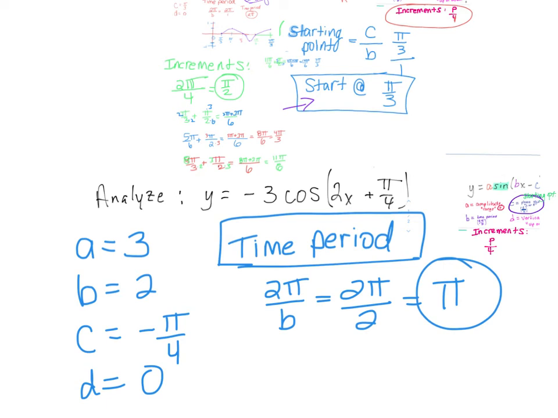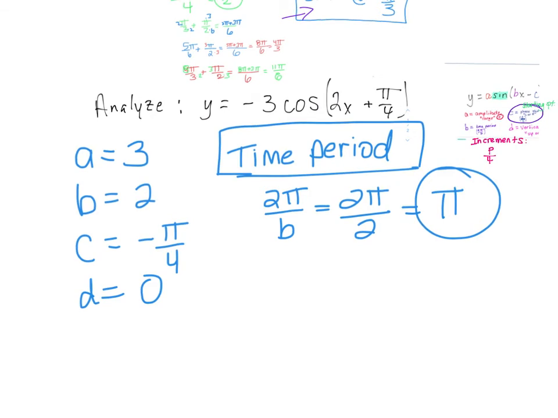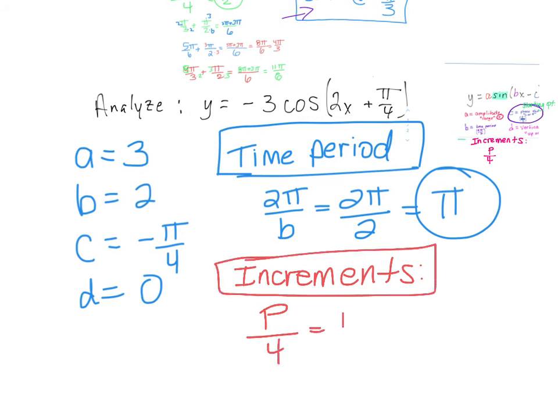Everybody with me? Time period? Yes. All right, so let's do the increments next. That's a very logical step to go to next. How much space is going to be in between each tick mark? How do we find our increments? We say the time period divided by what? 4. So it's pi divided by 4. That means I'm going to add pi over 4 to every single thing. If I was going to draw my graph to the left, to the negative side, then I would subtract it. But in our case, we're just going to add. We're just going to always move towards the positive.